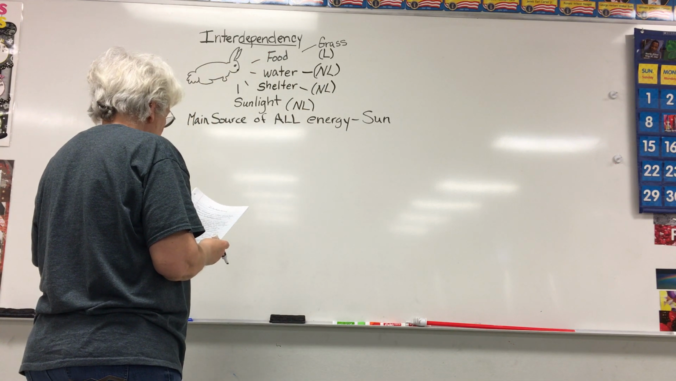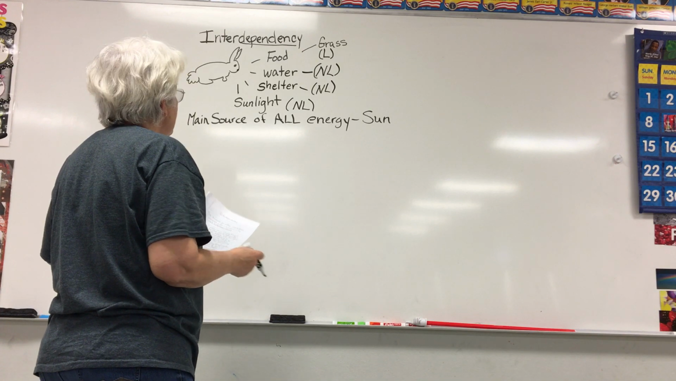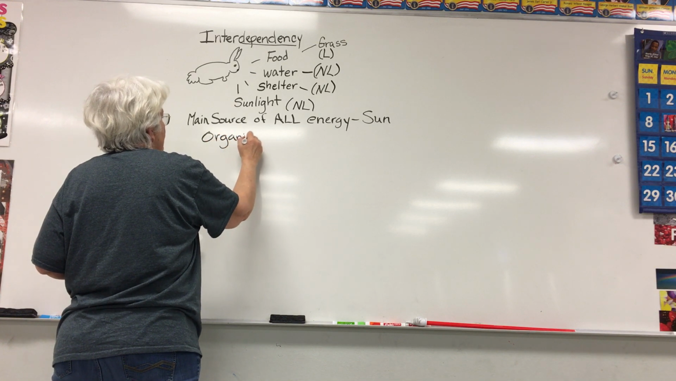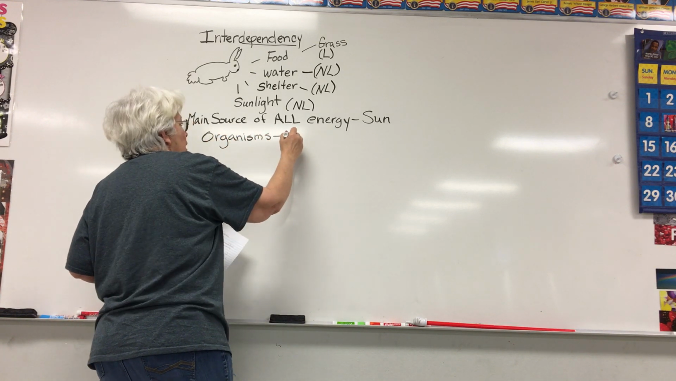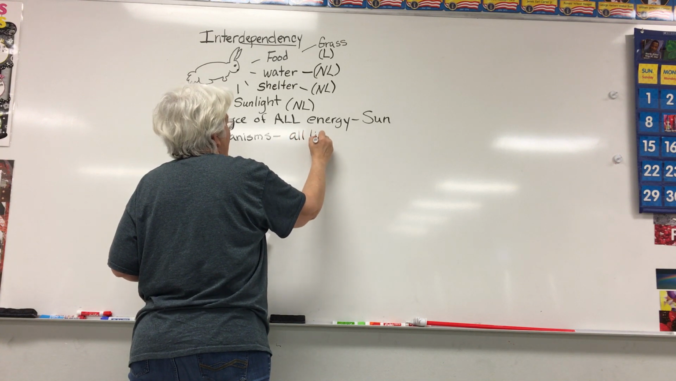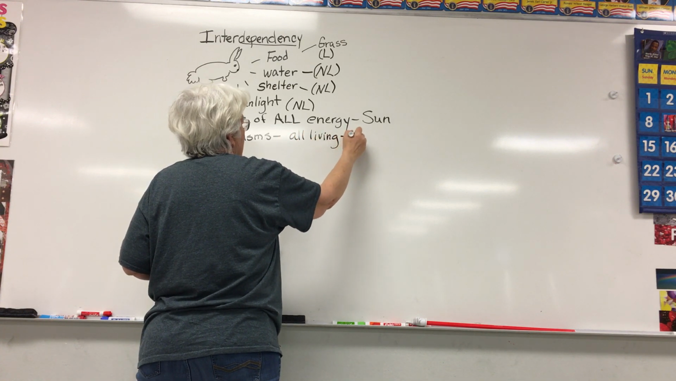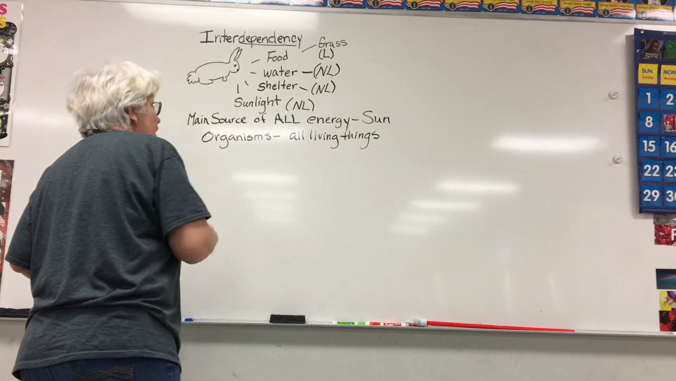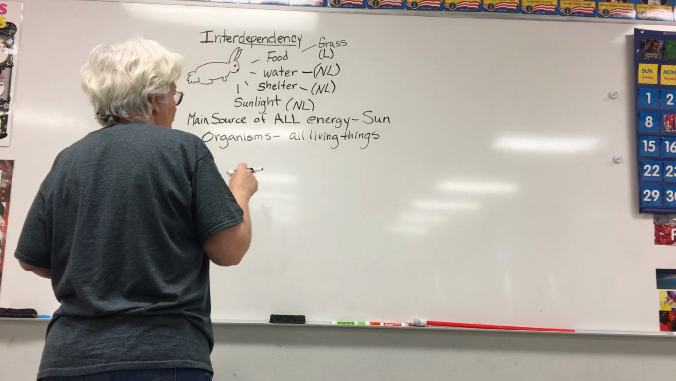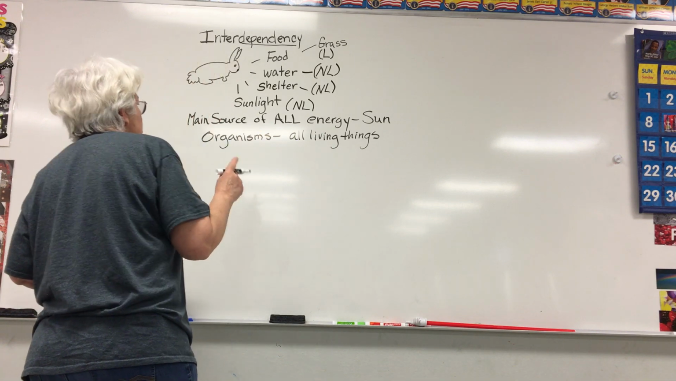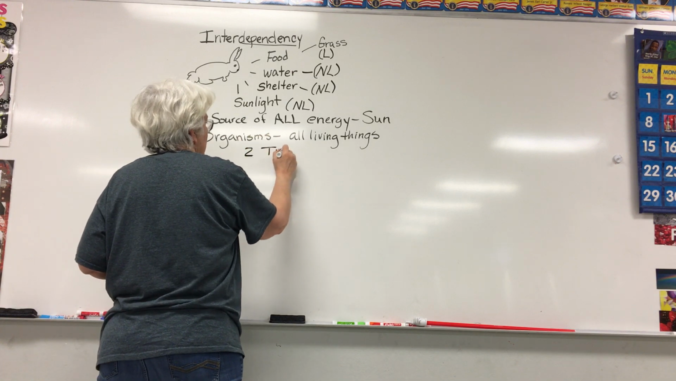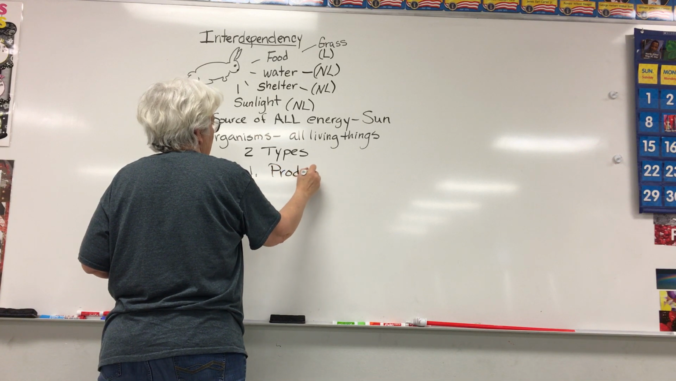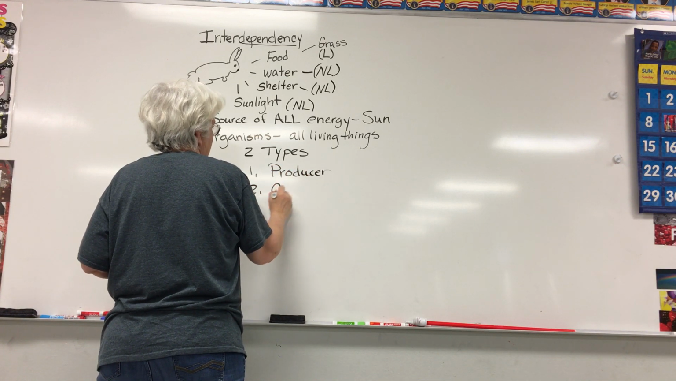So when we talk about organisms, there are two main types of organisms. Remember, we've had organisms a couple of times in our vocabulary, and it's all living things. Is a rock an organism? No. Is water an organism? No. Are there organisms in water? Yes. But it's just the living things. Now there are two types. The first one is a producer, and the second one is a consumer.